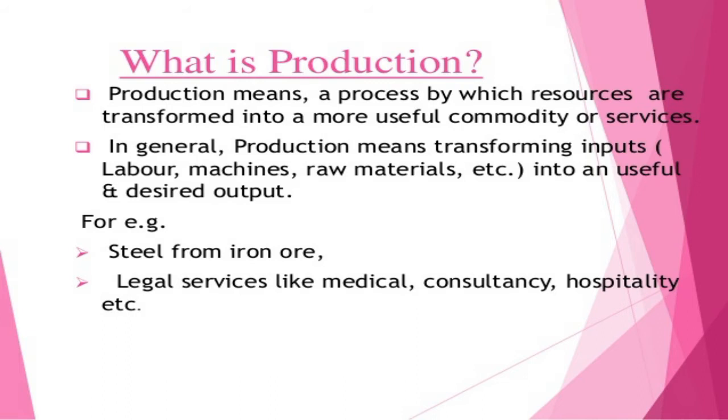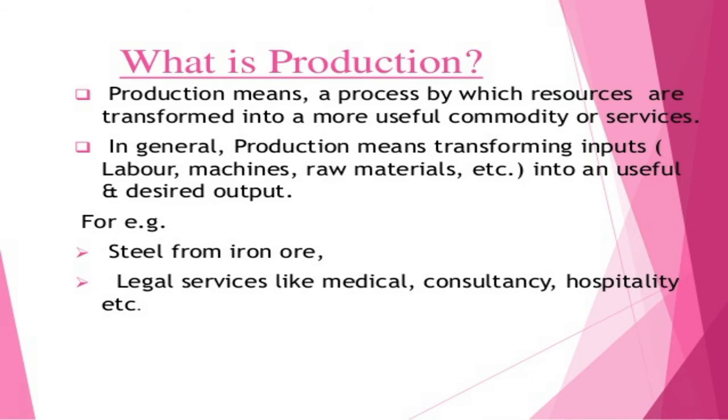For example, there are several examples, like iron ore will be converted to steel. So iron ore is used as a raw material by one of the firms, and that is converted into steel. The way of conversion of iron ore into steel is called production. And also there is another example, services like medical service, legal services, consultancy service, hospitality, etc. This is also a way of production.